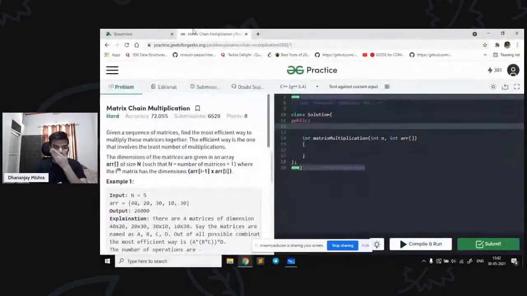Before moving further, let us discuss what the problem was. Let me know if my screen is visible to you. So this is the problem of the day. The name of this problem statement, as we discussed, is matrix chain multiplication, and as you can see, it is a hard level problem. So let us now read the problem statement.